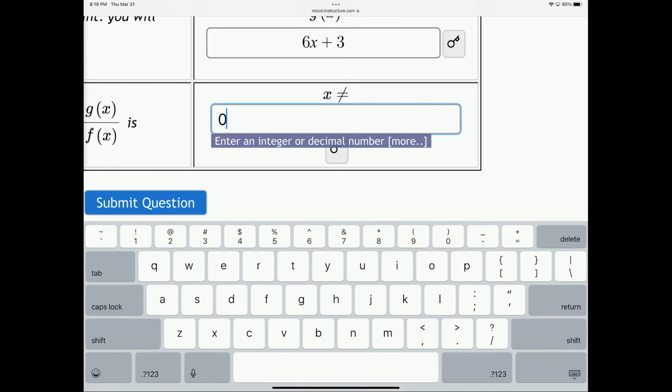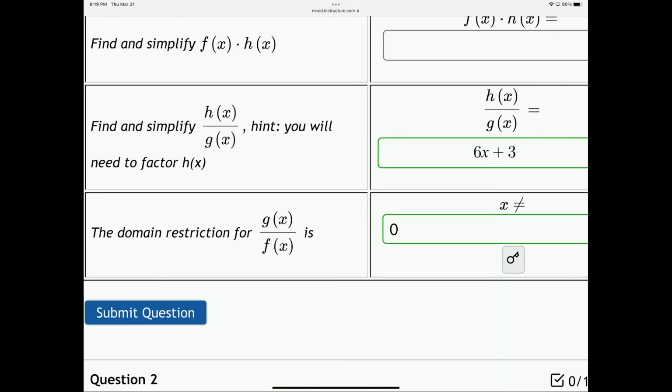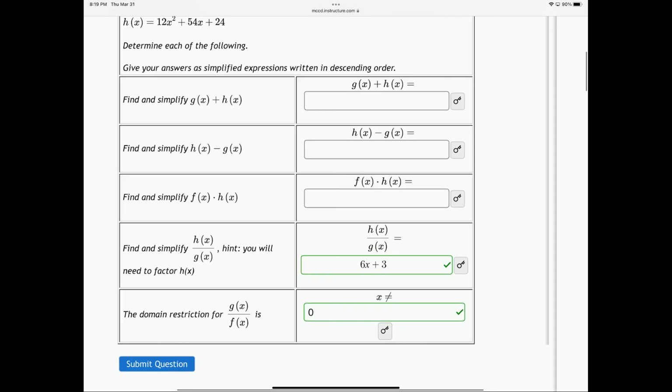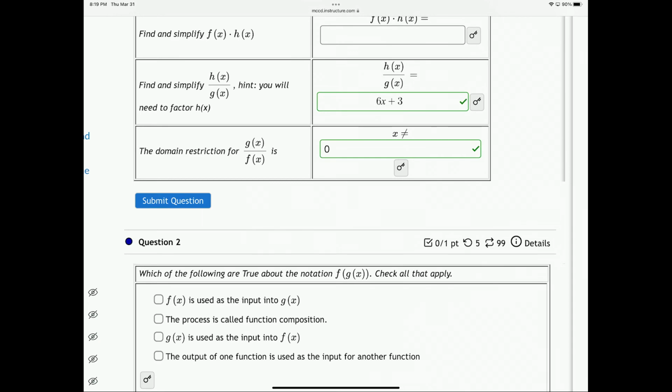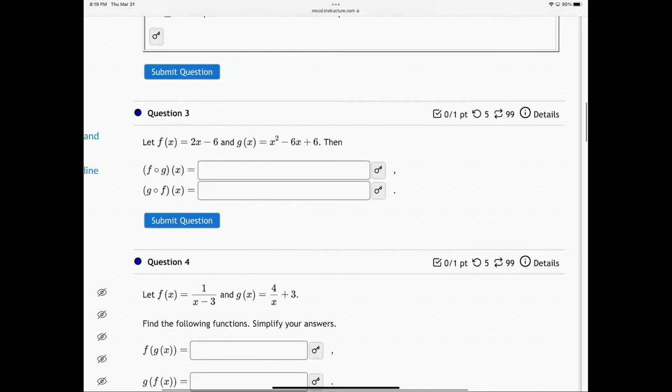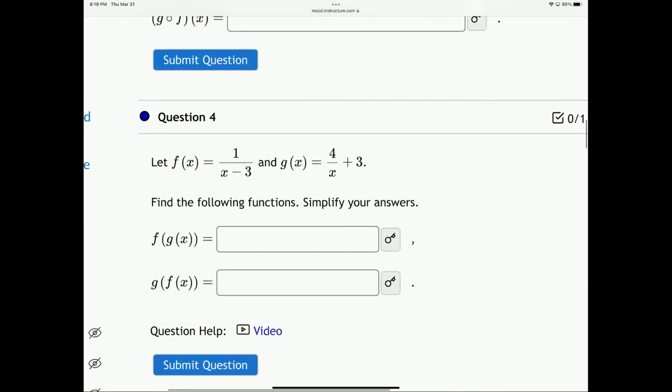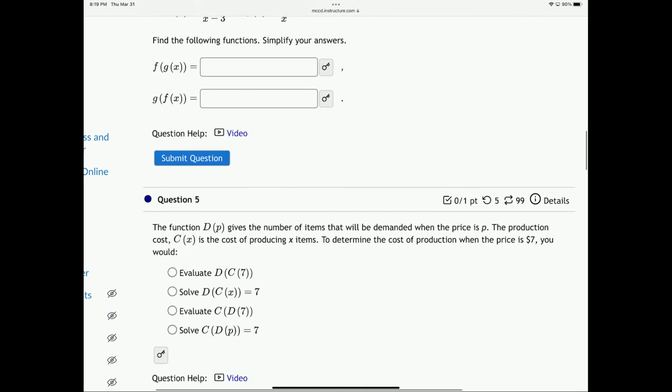I'm not going to do the other ones up here, but you can do the rest of these by hand as well. Find and simplify, and you can get a computer to do them as well, just like I showed, for the composition. All right, let's go down here. Let's see if I find anything weird. Oh, hey, look, we did that exact example.